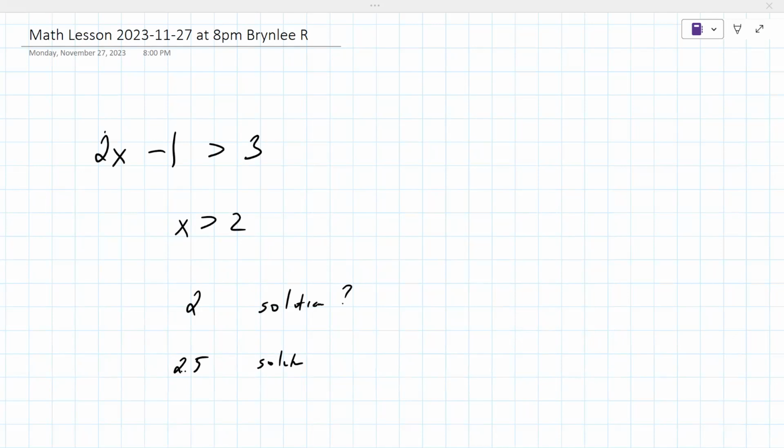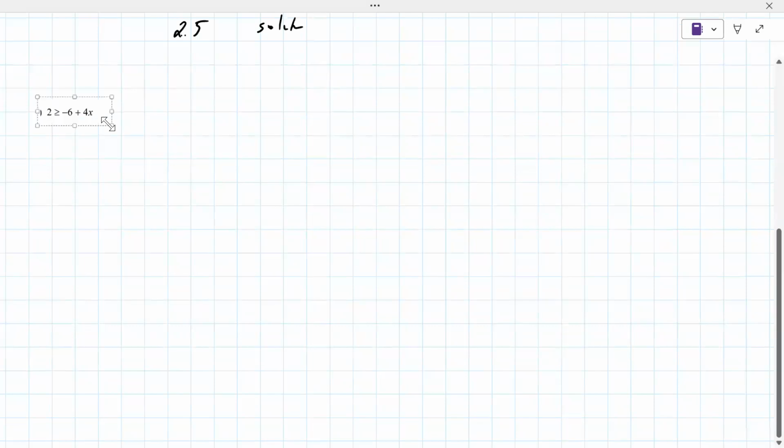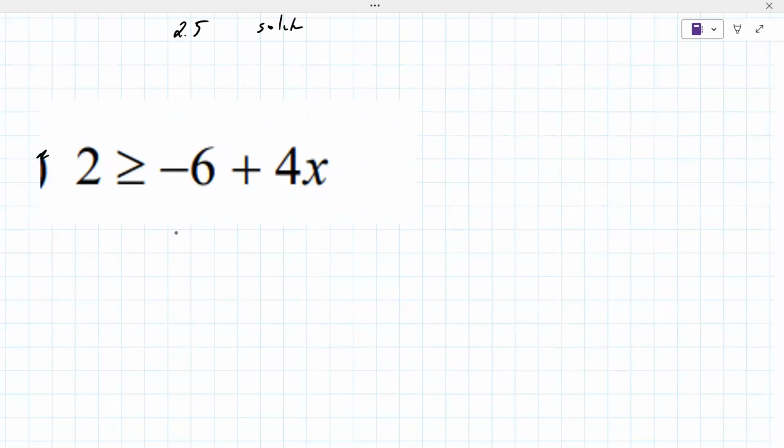Let's try something like this. All right, and that's a 2. You can ignore that on the left. The variable does need to be on the left when you're done. And you can flip it now or later, doesn't matter.